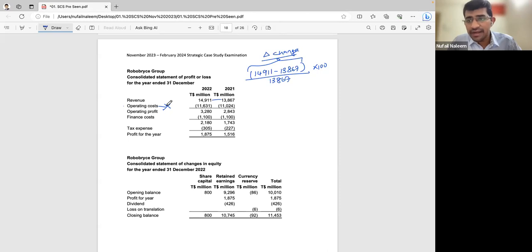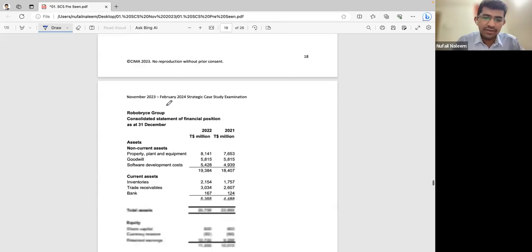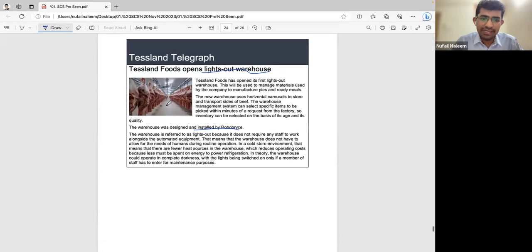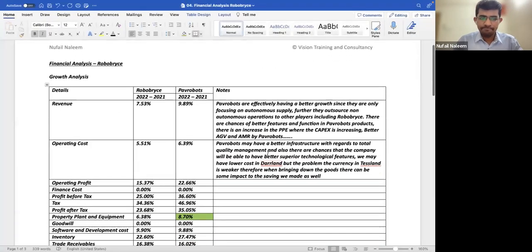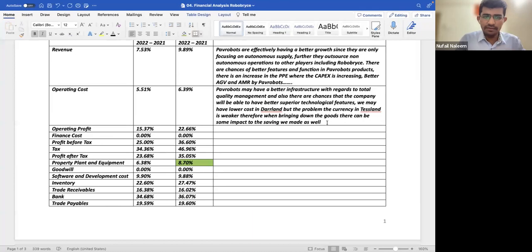So students, can I quickly get a confirmation from you all in the chat box if you got that point of view? Because there is a new facility that we have opened, and it's popular also, the Teslan Food lights out warehouse, but we are not able to see anything. So I'll just write down here a very, very important point.